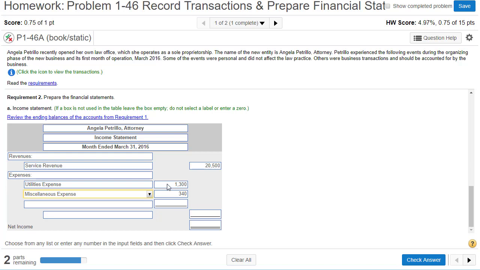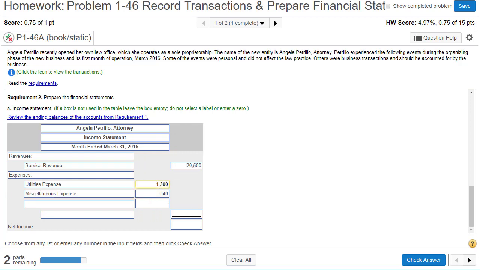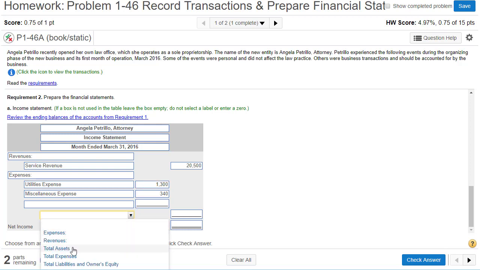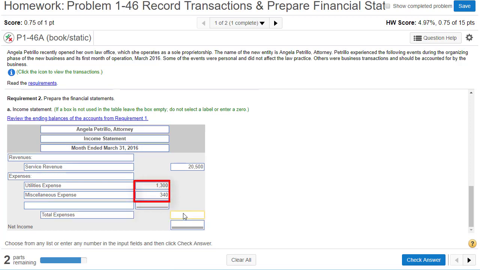Now, My Accounting Lab does not make you put the expenses in a certain order. In the real world, they often put the largest expense first. So that's why I did it this way. And we've only got 2 expenses, so we leave this third line blank. And now we're going to total up our total expenses. So we've got $1,640 of expenses. $1,300 plus $340, $1,640.